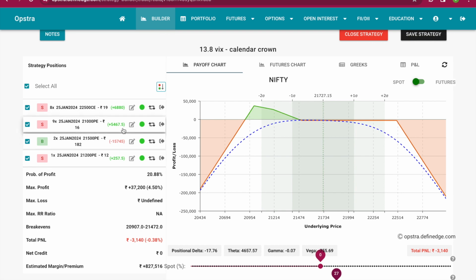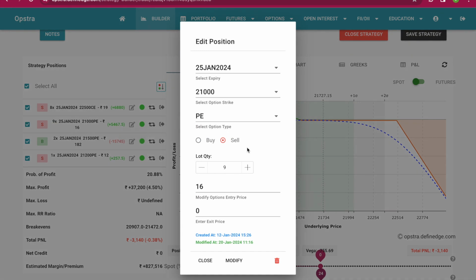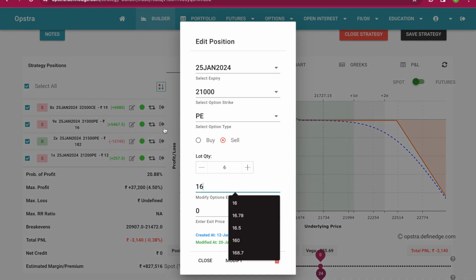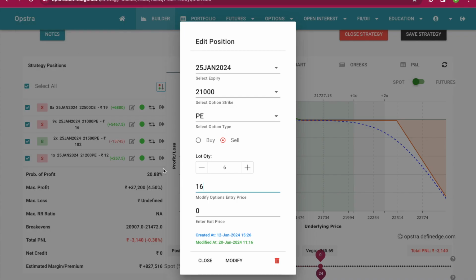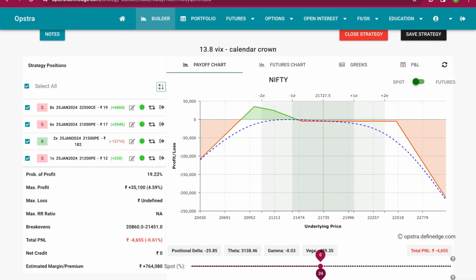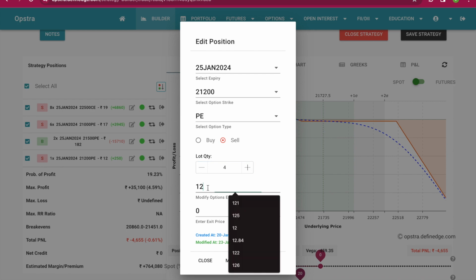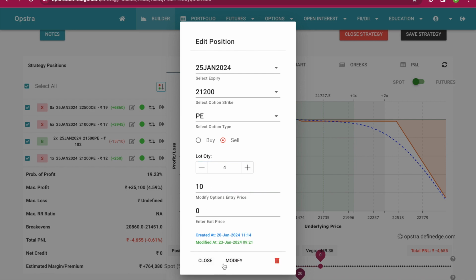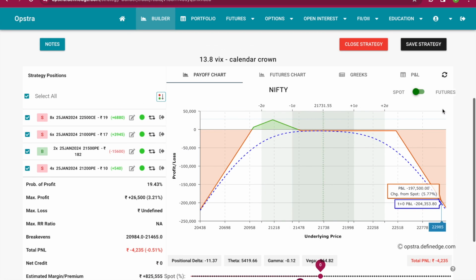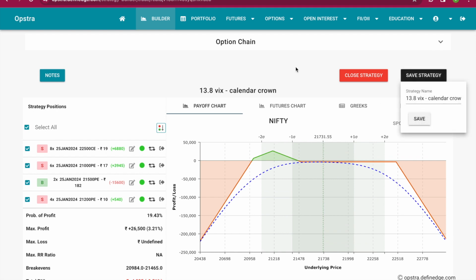So 21,500 PE we have bought. 21,000 is what we have sold, PE. These are only 300, that is 6 lots. Okay, and currently the level is at 17. Modify this, and here it is at 10. 4 lots. We can modify this. So this is how it looks like.